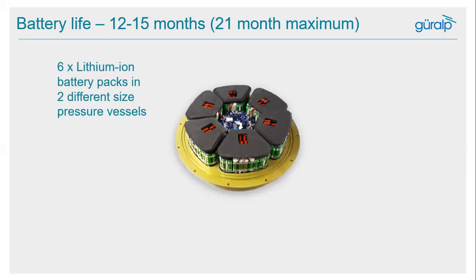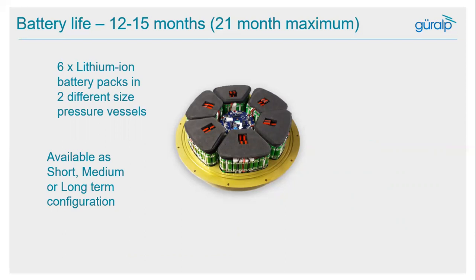Inside each pressure vessel, there are 6 lithium-ion battery packs, and obviously these come in 2 different sizes depending on which size pressure vessel you've got. So you can see in this diagram the 6 packages around the outside. In each pressure vessel, these are available in short, medium, or long-term configuration. So, for example, we could take out 4 of these packs and only leave 2 of them in. That would give a short configuration.